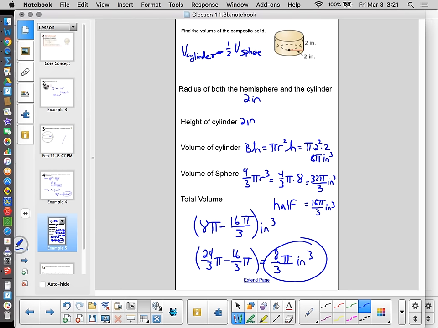A lot of stuff going on here, including some work with fractions. That's a challenging little problem.